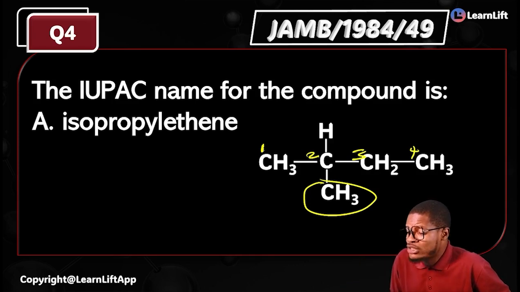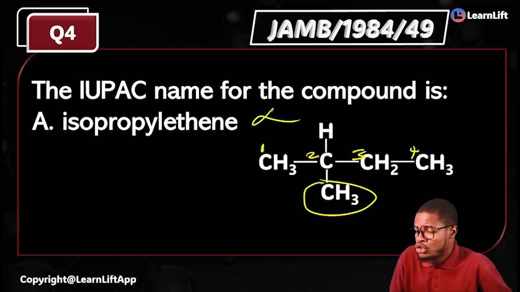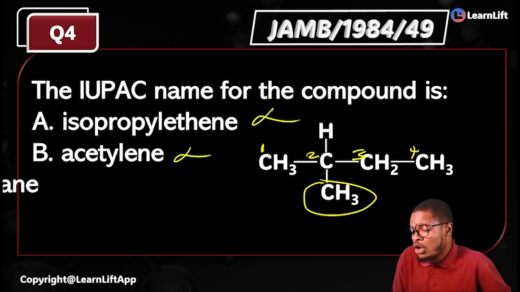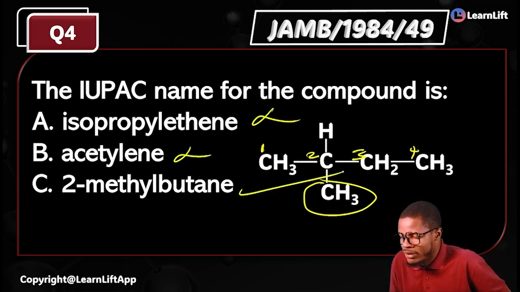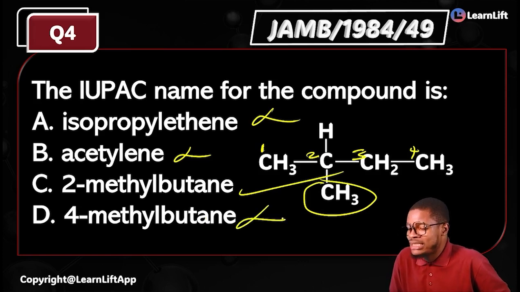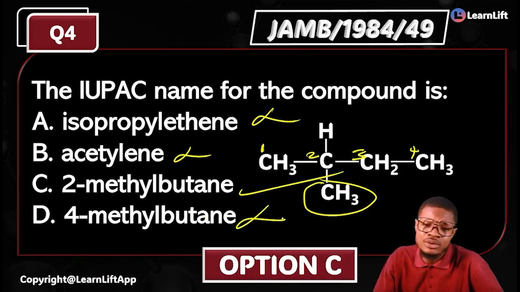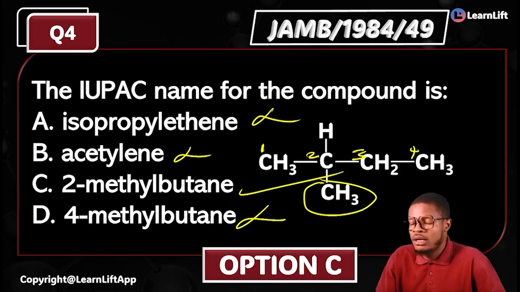Option A says isopropyl ethane. No, it's not true. Option B says acetylene. Option C says 2-methylbutane. Correct. Option D says 4-methyl. What is the answer? 2-methylbutane. Option C. You are out of there. Does it make sense? Beautiful.